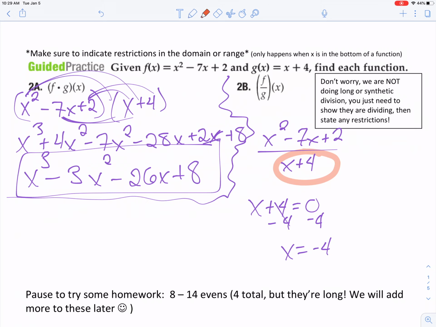So with my final answer up here, I'm going to go ahead and erase that highlighter mark there. You're going to put like a comma and then you're going to say x cannot equal negative 4. Just like that. Okay.